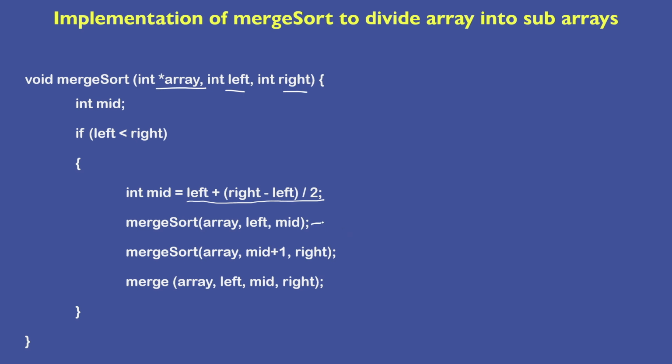So this call is for the left array, and the second call to the merge sort function is for the right array. And in the end, we call the merge function where we pass the array, the left, the midpoint, and the right index so that we can perform the sorting and the merging process.